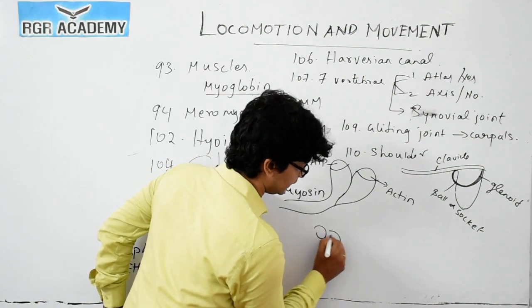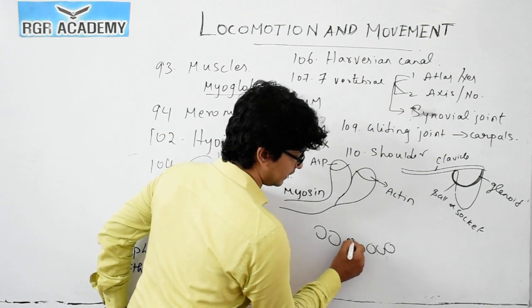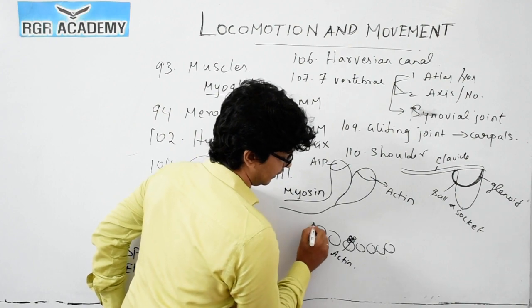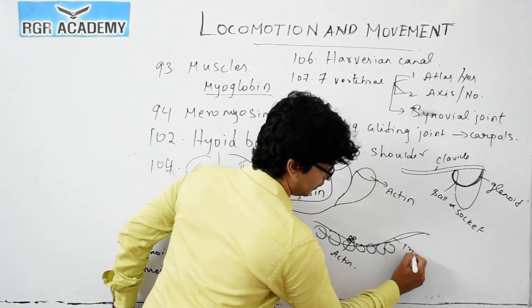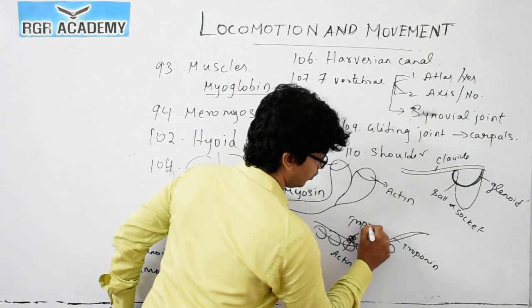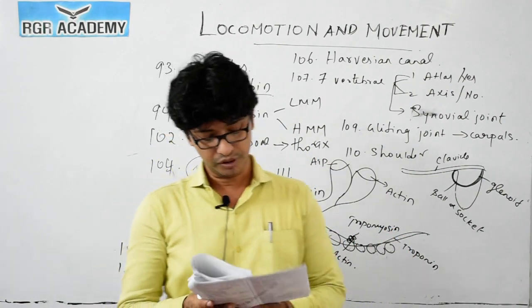For example, these are the actin proteins, and you could see this particular site, which is called the G-actin site. On the whole you could see the troponin. This is troponin, and who is covering the active site? This is tropomyosin. So the option for this particular question is tropomyosin.